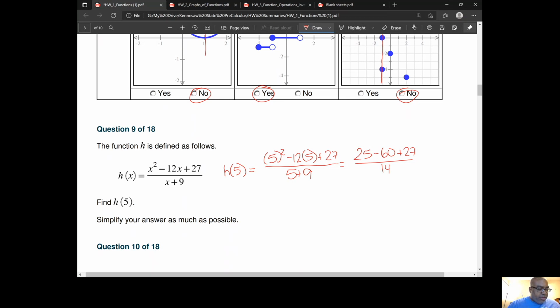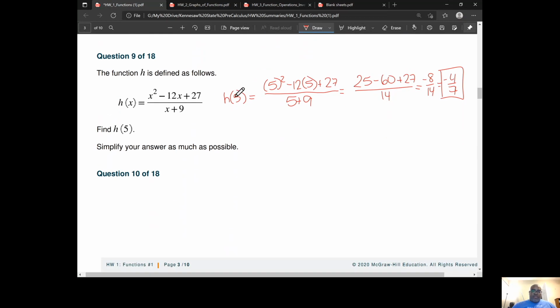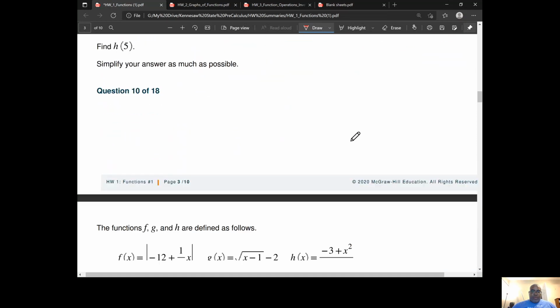If you're using a calculator for this, I would do each one, the top and the bottom, separately. You can do it together if you make liberal use of parentheses, but by the time you do all that, in my opinion, you could have just gotten the answer. So I end up with negative 8 over 14, which if you divide both by 2, you get negative 4 over 7. Okay, important part is h of 5 means I put a 5 everywhere there's an x in this. Number 10.